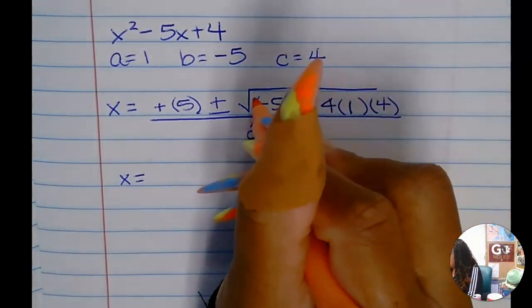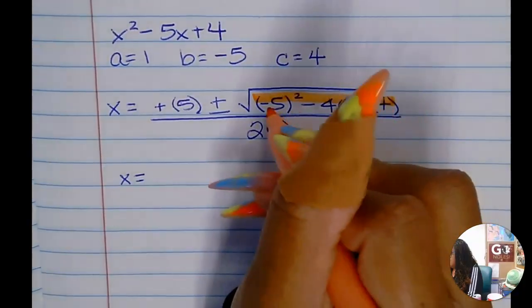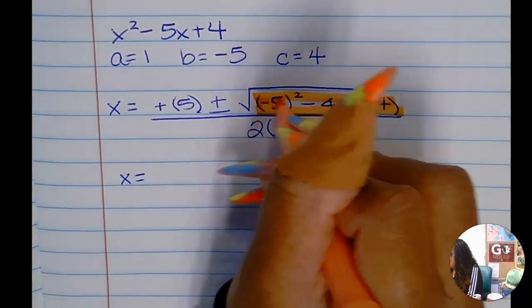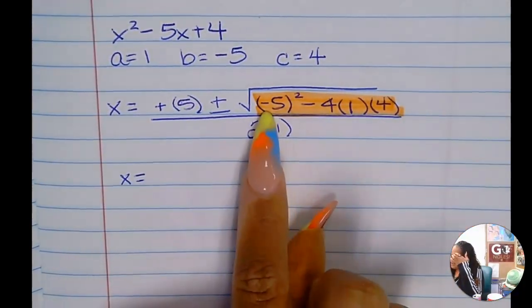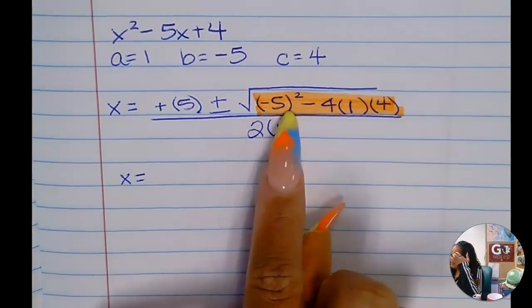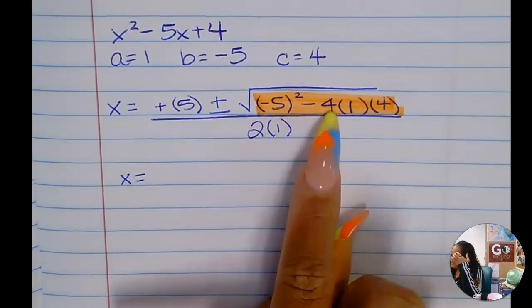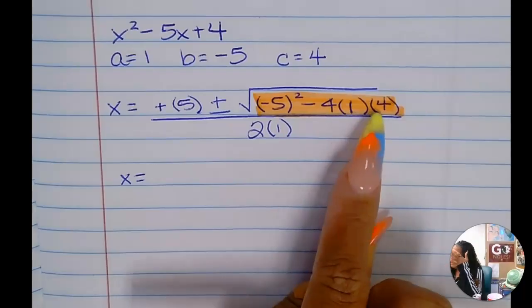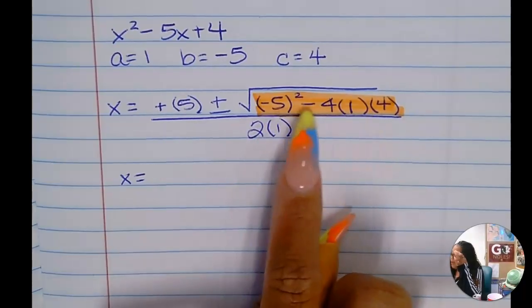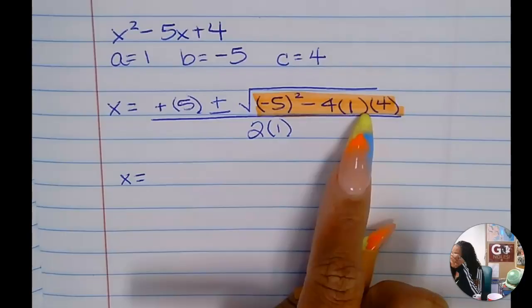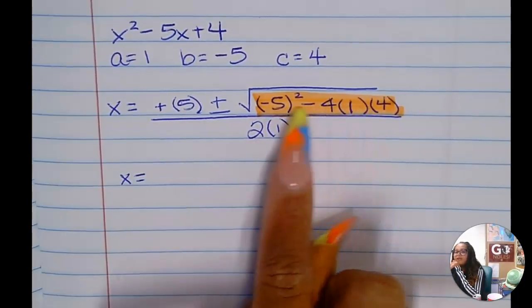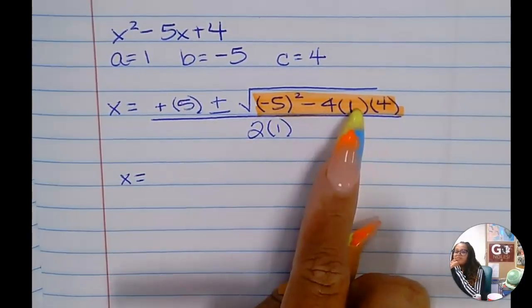What was that big word? No. Discriminant. Yes, there you go. Negative 5 squared in parentheses is 25 minus 4 times 1, which is 4 times 4 is 16. 25 minus 4. Oh, this is going to be a pretty number. Yeah, you're going to simplify this all the way.